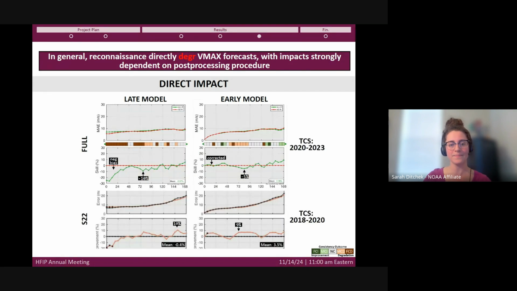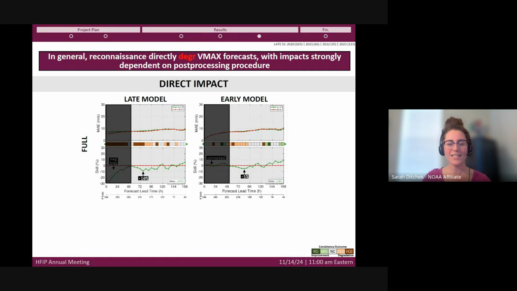Next slide. So as you can see here, these are the Sippel et al. 2022 results. We found that the additional recon data in GFS V16 improved Vmax forecasts on days 4 to 7 in both the late and early model at many lead times. So this suggests that perhaps without this additional data, the Vmax degradation found in this study would have been even worse.